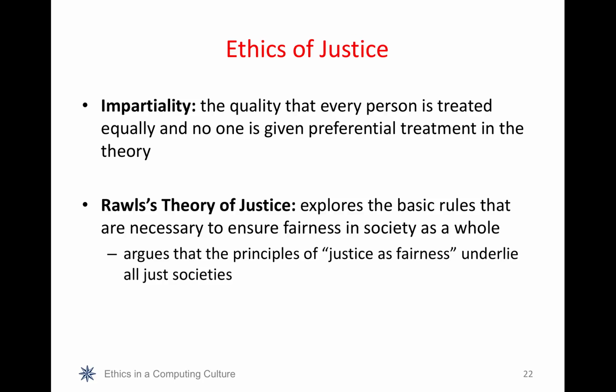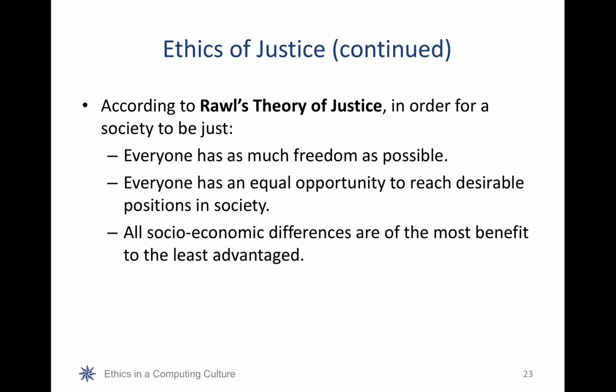But there is more to the ethics of justice than just saying that all people be treated equally. John Rawls looked at rules necessary to ensure fairness. He stated that just societies must adhere to two principles. First and foremost, that everyone have as many basic freedoms as possible without preventing others from having the same freedoms. Second, that inequalities may be necessary, but only acceptable if the inequalities give the most benefit to the least advantaged.